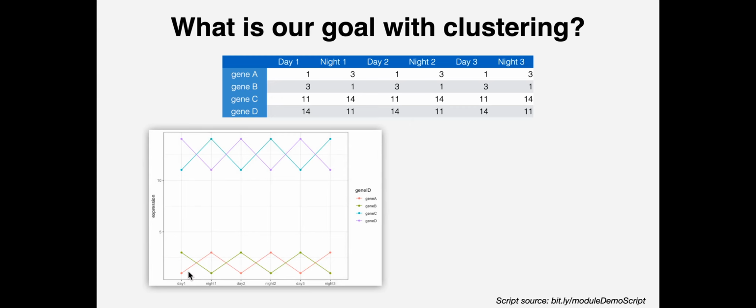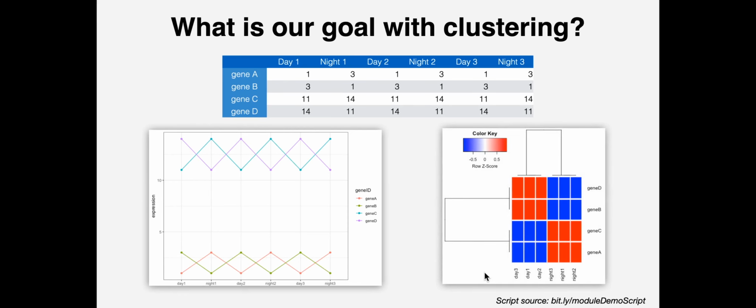We have 2 relatively lowly expressed genes that follow opposite circadian rhythms, one being high in day and low in night, and the other opposite of that. And then we have 2 other genes, C and D, that are much more highly expressed, but still follow the same circadian patterns, right? One is high in day, low in night, and the other is opposite. So our goal with clustering is to find these patterns of covariation or coordinate expression across our samples.